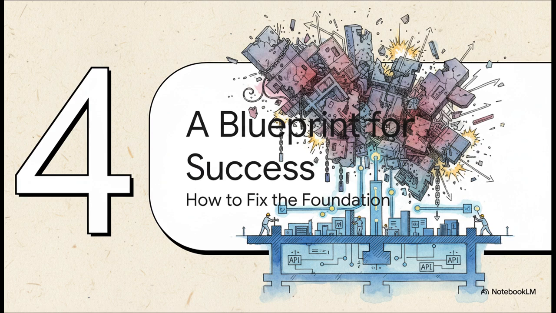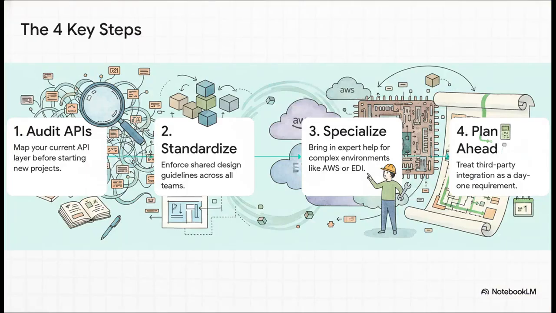There is a clear blueprint for success, a way to build that solid foundation and stop the chaos before it even starts. It really comes down to 4 key things. First up, audit. You have to know what you're dealing with, so you need to map out your entire API landscape. Second, standardize. Create one set of rules, one playbook, so everyone is building connections the exact same way. Third, specialize. Look, for the really tricky stuff like AWS or old-school EDI systems, don't try to reinvent the wheel. Bring in experts. And finally, and this is probably the most important one, plan. You have to start treating third-party integration as a day-one, non-negotiable requirement for every single project.